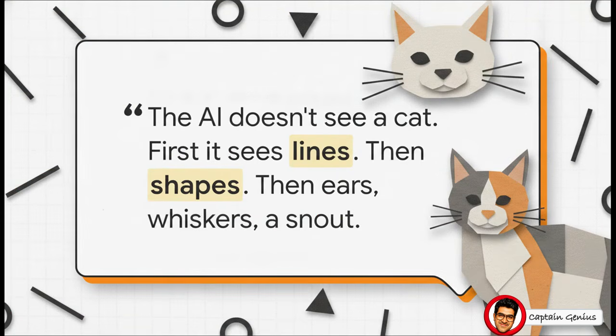This entire structural process is perfectly captured by this thought. The AI doesn't see a cat. First it sees lines, then shapes, then ears, whiskers, a snout. By the time it reaches the final layer, all those little clues have stacked up into one confident answer. That is the art critic analogy in action. It's a brilliant assembly line of clues, just getting smarter and more sophisticated at every single stop.